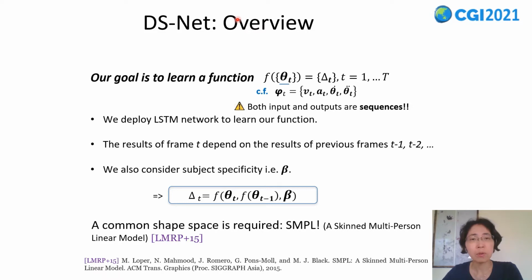We also consider the subject specificity of our model, meaning that we want the function to predict different skin displacements depending on the body characteristics. So our function can be written as a function of theta t, the pose vector, f of theta t minus 1, its output from the previous time step, and beta, the identity shape parameter from the SMPL model. As some of you may have guessed already, we use SMPL as the common shape space.